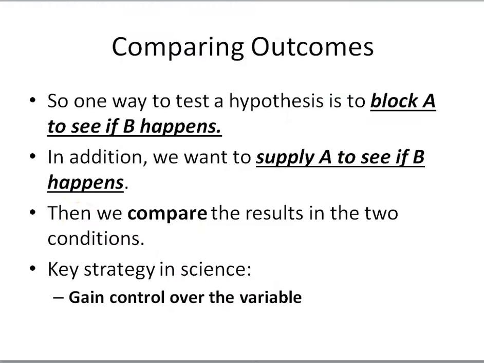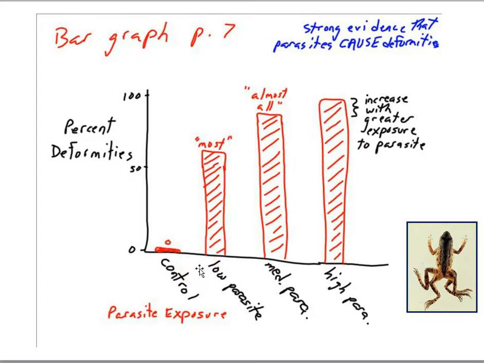So notice, according to our experimental design here, some of the conditions are ones where you block the parasites, and some are the conditions where you're supplying the parasites, and then we're comparing the results. Now we're going to add some vocabulary to this. When the condition has the variable of interest, the factor of interest, in this case parasites, the thing that we're interested in studying, we want to know whether parasites are causing deformities. So all the conditions that have parasites, we're going to call those the experimental condition. The control condition does not have the variable.